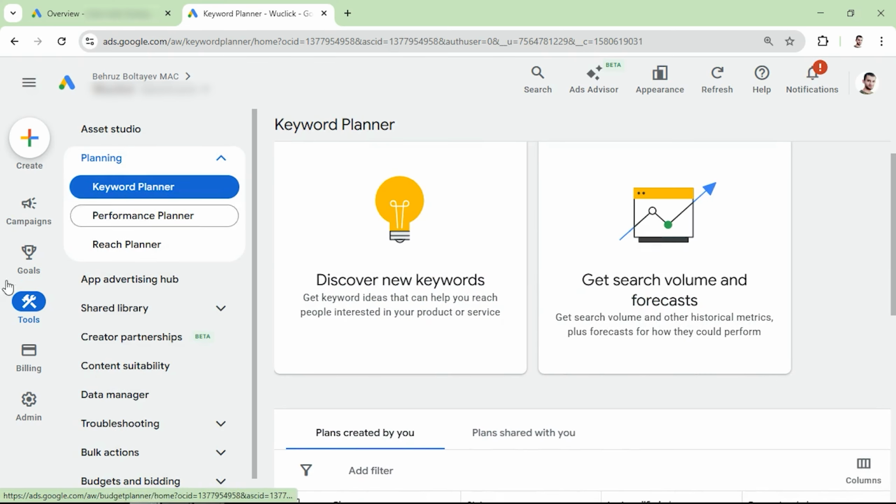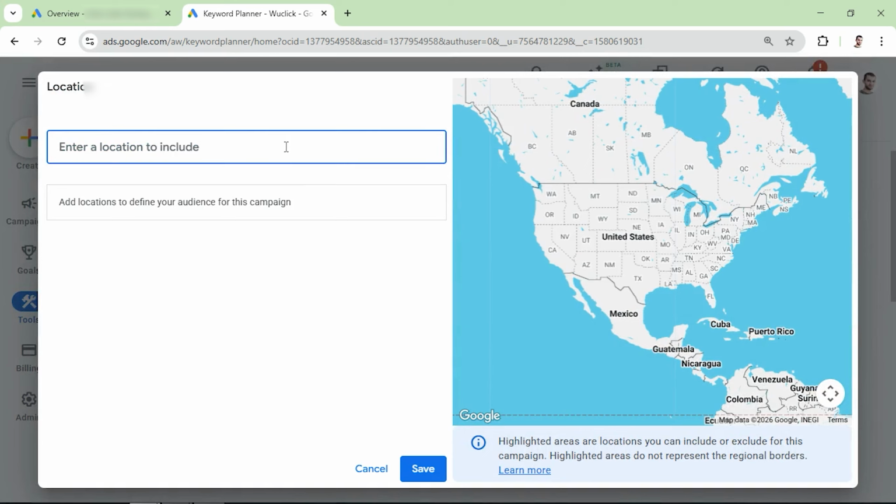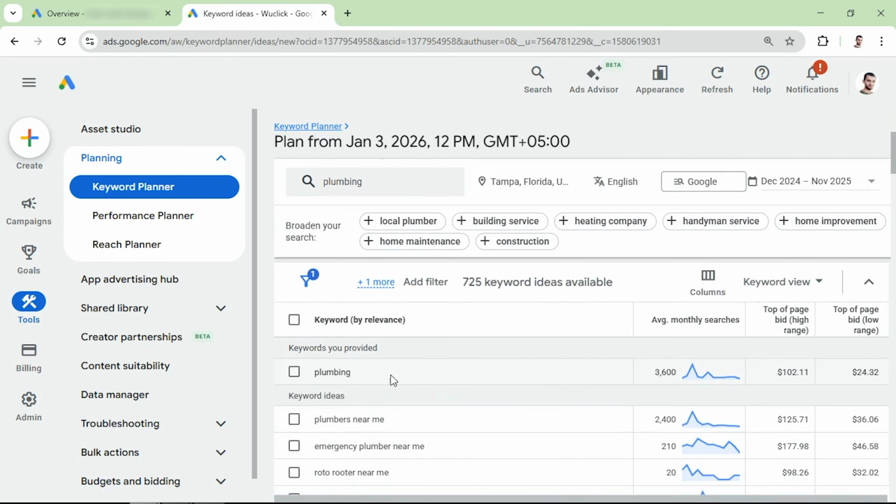So we're in the Google Ads Keyword Planner. You're going to go to Tools, and then Planning, you're going to go to Keyword Planner and click on Discover New Keywords. And let's say from here, our industry is going to be plumbing. But our target location, as you can see, is countrywide, and we need to choose a specific location. So from here, we're going to choose, let's say, Tampa. And we're going to see the search volume of this particular keyword. So as you can see, it has 3.6 thousand average monthly search volume.